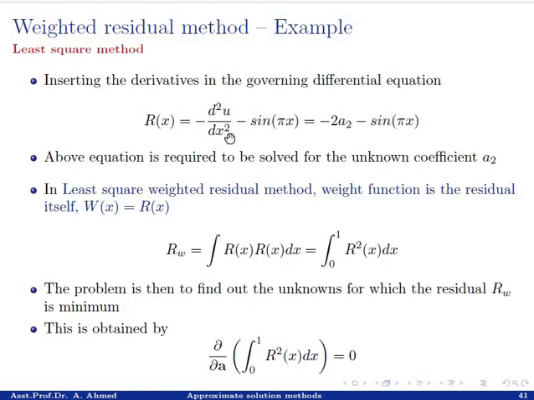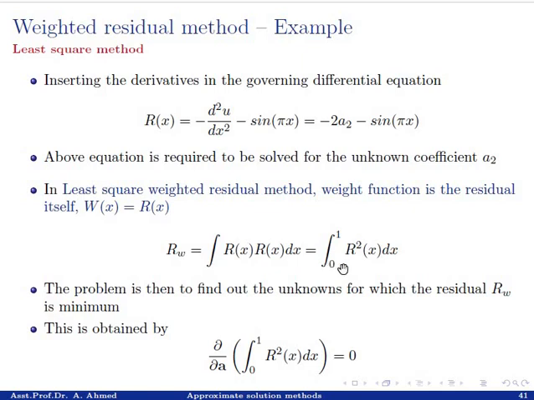Minus d2u over dx square minus sine pi x must be equal to, if it's an exact solution, it must be equal to 0, but it's not, so it must be equal to residual. So this is the equation of the residual. Now this above equation is required to be solved for the unknown coefficient a2. In the least square weighted residual method, the weight function is the residual itself. So this is the equation of the weighted residual, weight function multiplied by residual, but in the least square method the weight function is the residual function in itself.